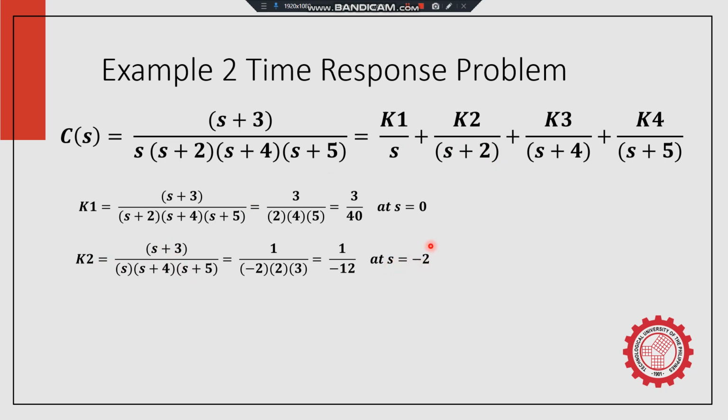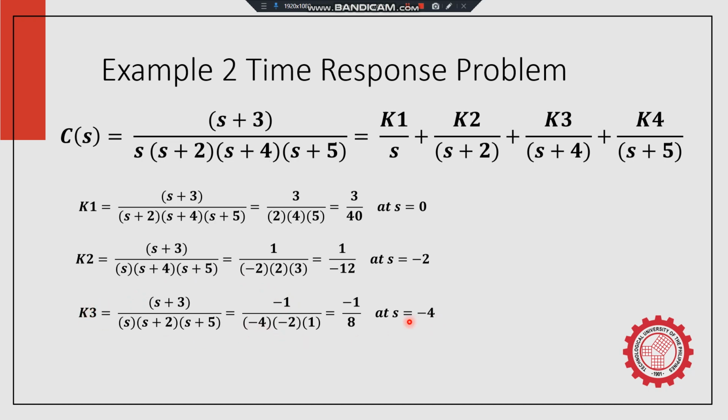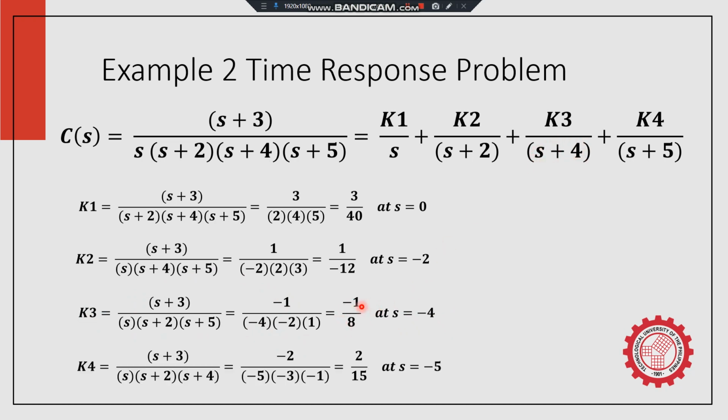Why are these the values that we substitute? Because we know that is the value of S that will make this denominator 0, as we have defined earlier, that we need a 0 in the denominator if we want to solve for the pole. And we have the same solution for K3. At S equal to negative 4 to make this 0, we will get negative 1 over 8. And for K4, we have 2 over 15 for S equals negative 5.